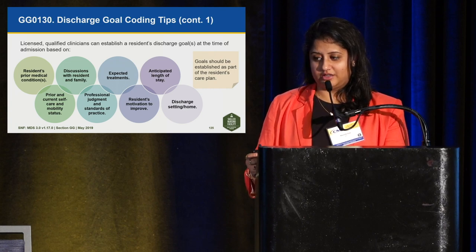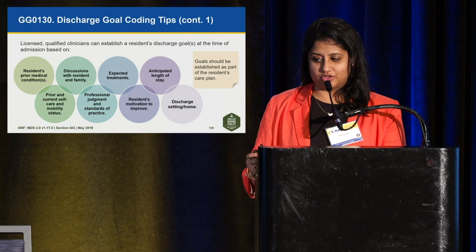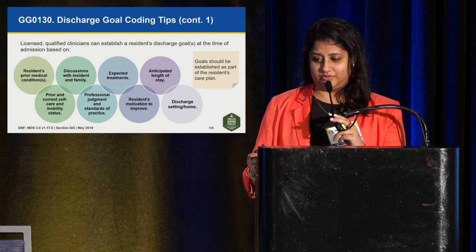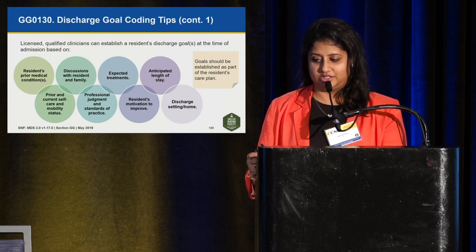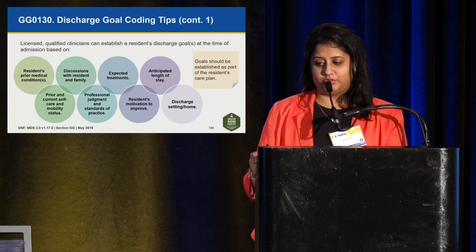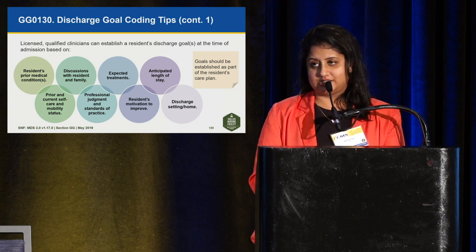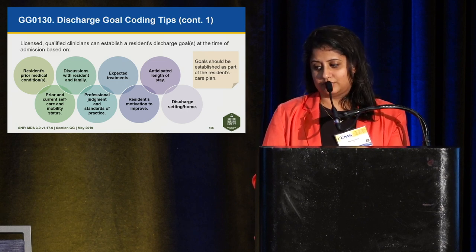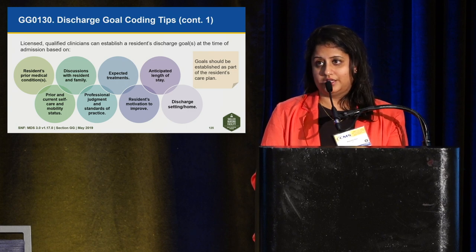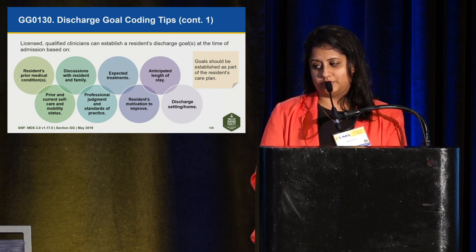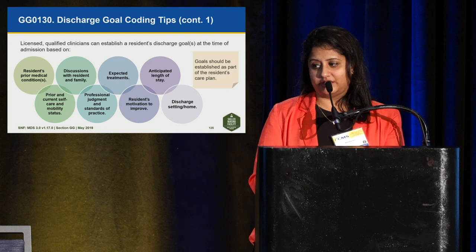Some continued discharge goal coding tips. Licensed or qualified clinicians can establish a resident's discharge goal at the time of admission based on their prior medical conditions, their prior and current self-care and mobility status, discussions with the resident and their family, professional judgment and standards of practice, expected treatments, the resident's motivation to improve, anticipated length of stay, and discharge setting, or what their home is like. Goals should be established as part of the resident's care plan.